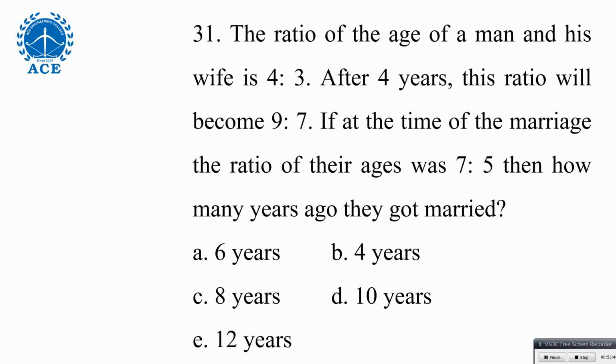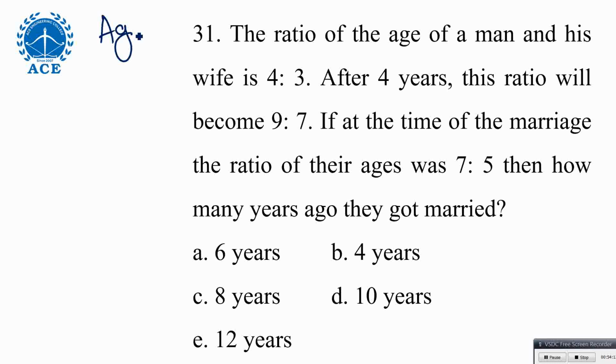Next one is related to ages. Now let us see how you people are able to handle this question. The ages of a man and his wife are in the ratio 4:3. After 4 years, 9:7. At the time of marriage, 7:5. Then how many years ago did they get married? Good question related to ages.